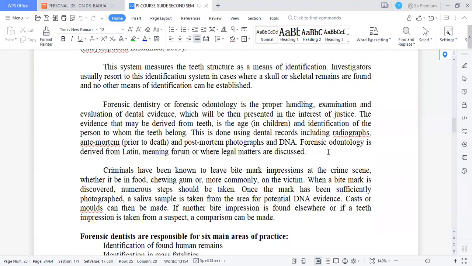Okay, so for us to be knowledgeable also as to the origin of this forensic odontology, it was derived from a Latin word meaning forum, or where legal matters are discussed.